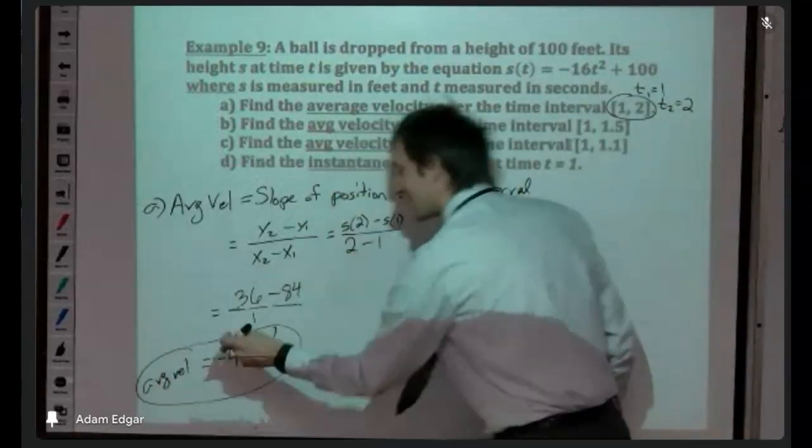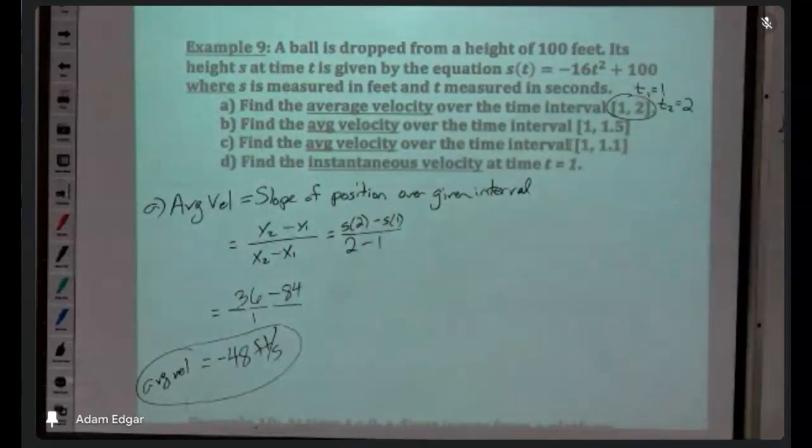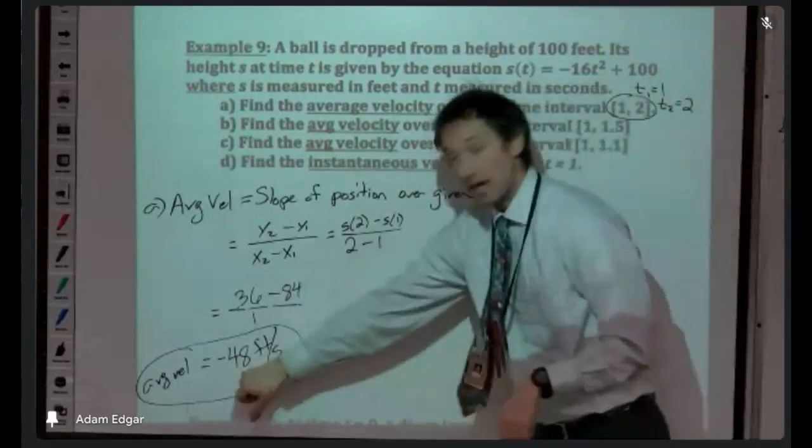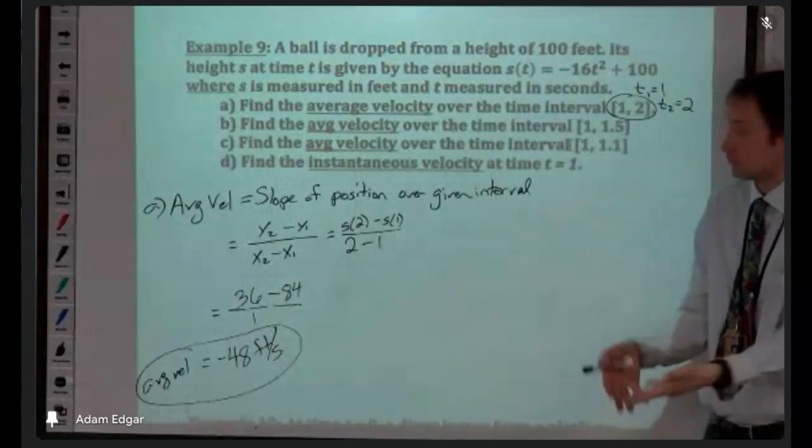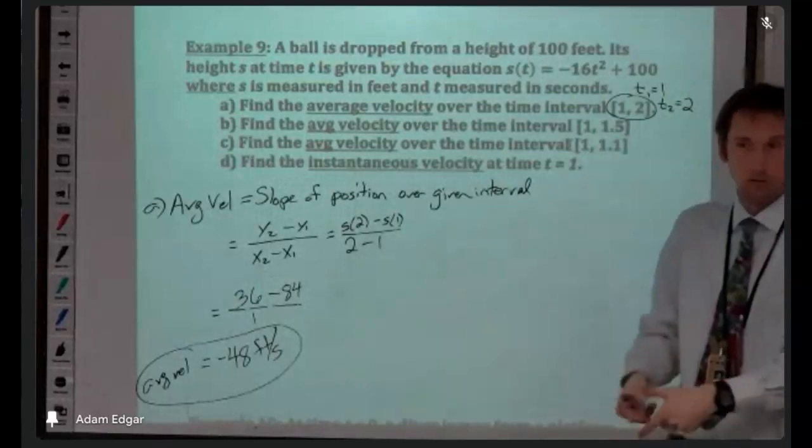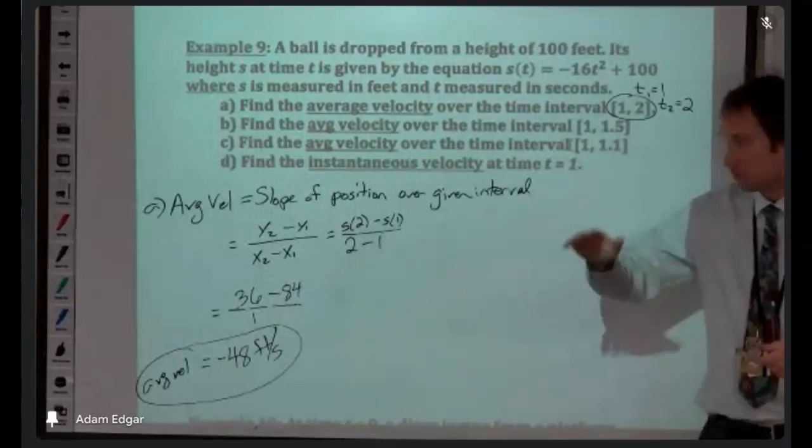Why is it negative? Because it's falling. It's going down. That's a negative direction. So if you're interpreting positive or negative, if you have a negative velocity, you're moving in a negative direction. That means you're, in this case, going down. If you're in a horizontal world, negative would be to the left.